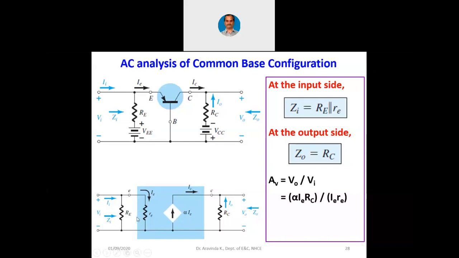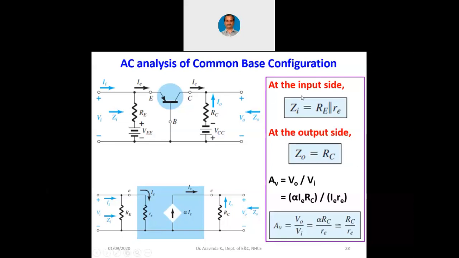That is the idea here. So, alpha IE into Rc divided by IE into re, IE gets cancelled. So, the voltage gain is alpha into Rc divided by small re. Now, as alpha is almost nearer to unity, we can always approximately equate it to capital Rc divided by small re. But in the next exercise which I am showing you, we are considering alpha. Alpha is given there, and let us consider alpha and calculate the voltage gain.